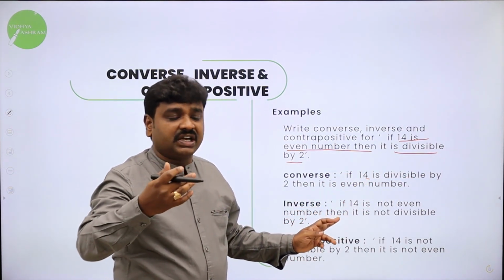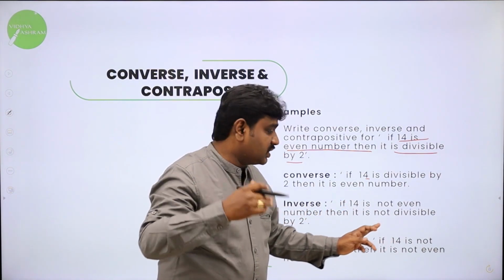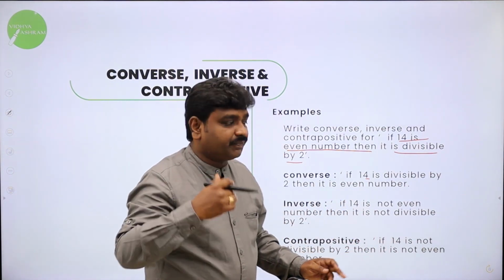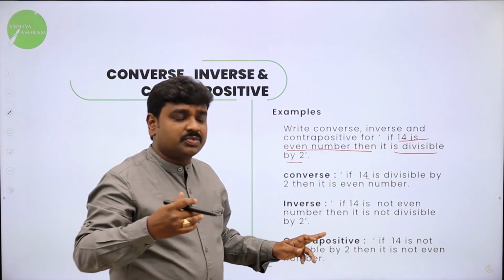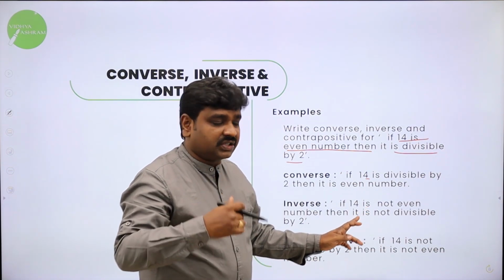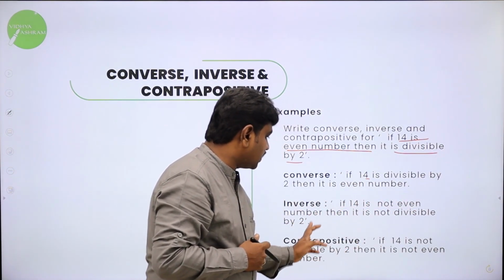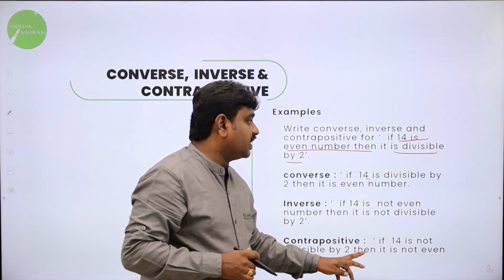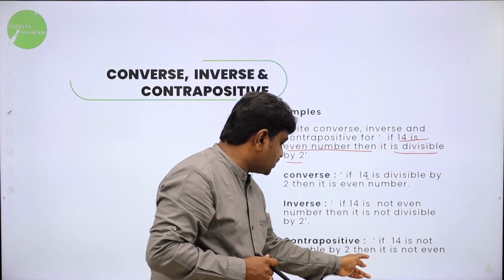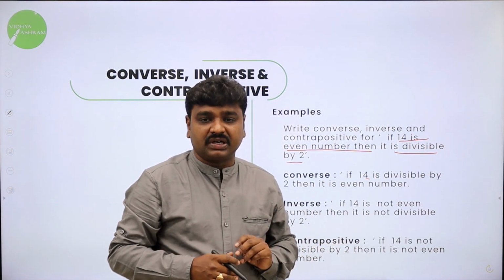Inverse means we have to negate. If 14 is not an even number, then it is not divisible by 2. They gave 14 is an even number then it is divisible by 2. Inverse means not P, not Q. If 14 is not an even number, then it is not divisible by 2. Contrapositive, reverse and negate. So if 14 is not divisible by 2, then it is not an even number.